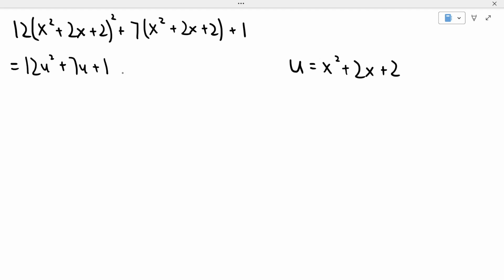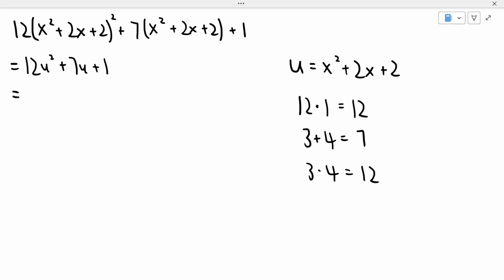To factor this, we need to multiply the coefficients from the first and last terms. So 12 times 1 is equal to 12. So we need to find two numbers that multiply to this 12 and add to the coefficient in the middle term, which is 7. And the two numbers that have this property are 3 and 4, because 3 plus 4 is equal to 7, and 3 times 4 is equal to 12. So this means we need to split the middle term into 3u plus 4u, so this expression is just equal to 12u squared plus 3u plus 4u plus 1, since 3u plus 4u is just equivalent to the 7u.